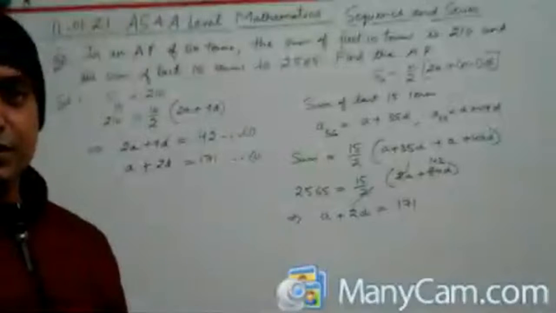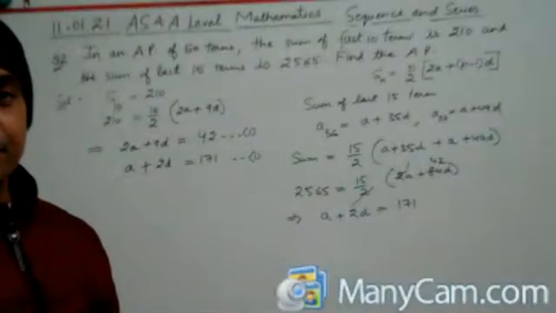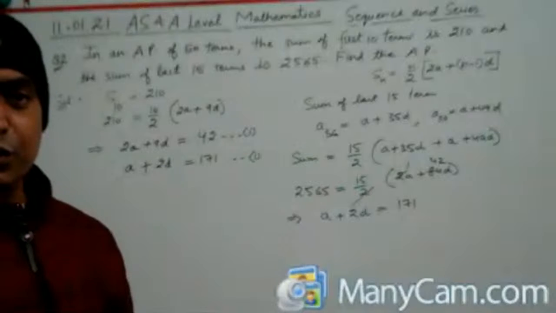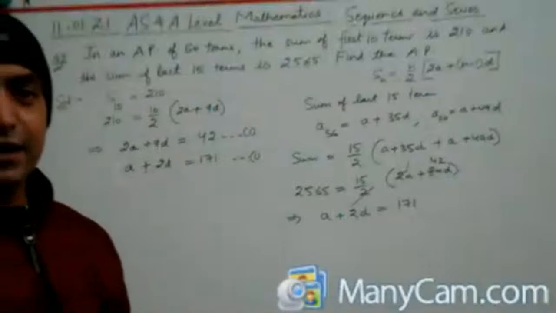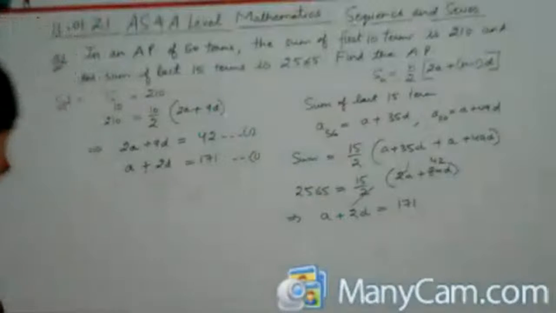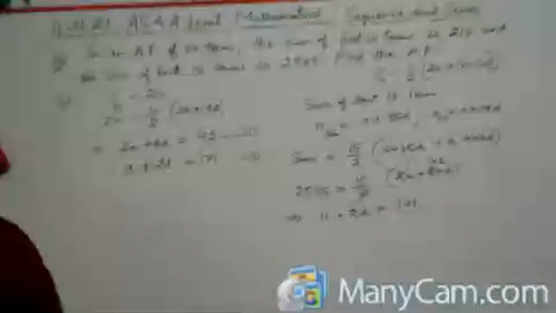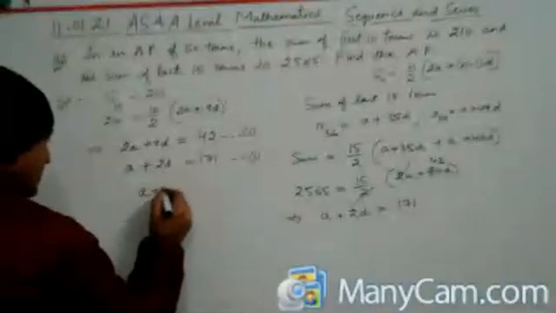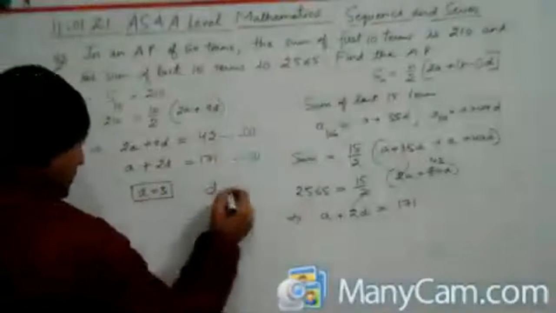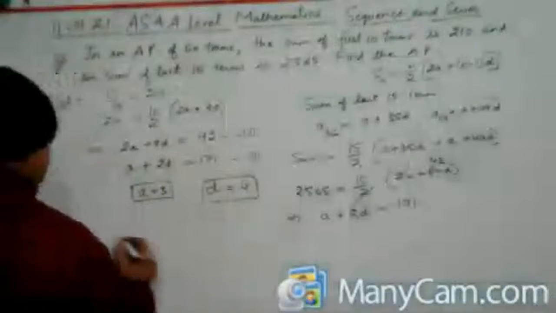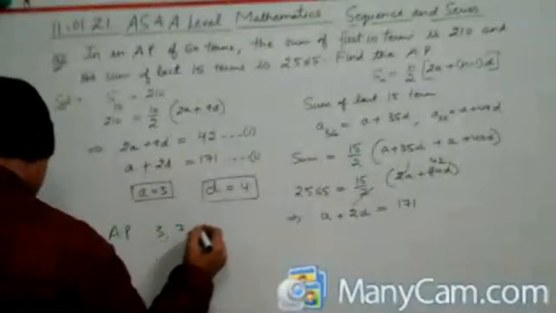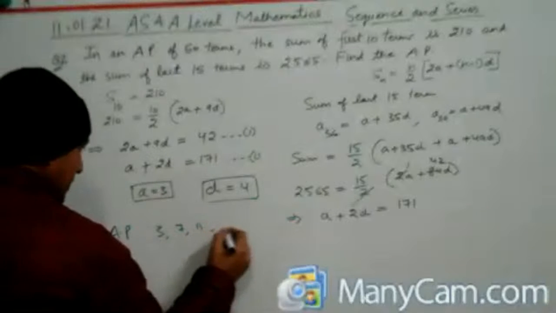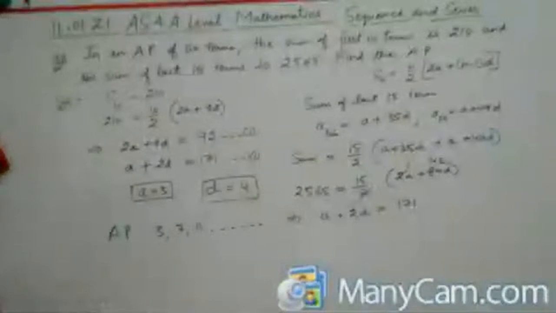Now these two equations are linear equations in two variables. So we will solve these two equations by elimination method. A and b are the variables. We find that a is 3 and the common difference b is equal to 4. So what is the AP here? The AP is 3, 7, 11, and so on. This is all about the AP.